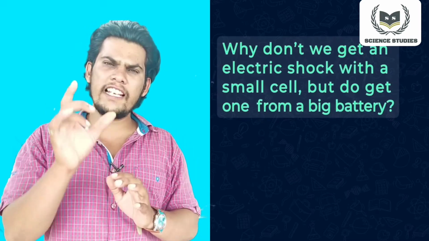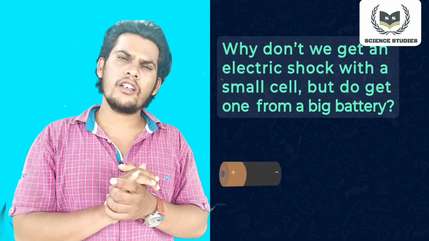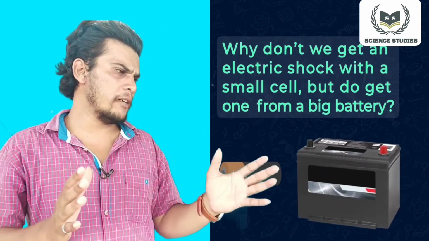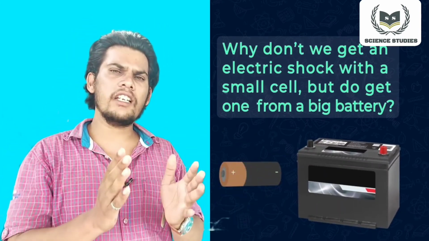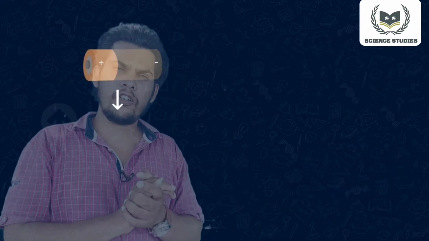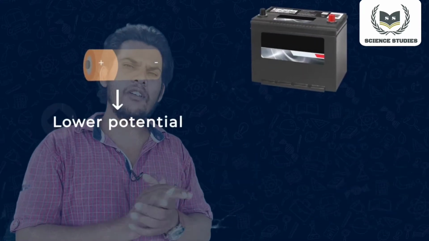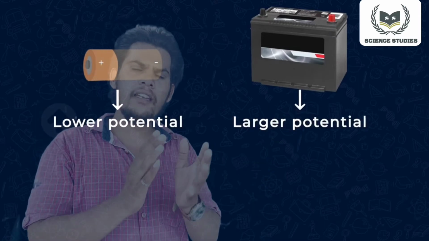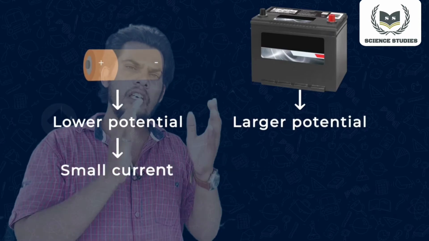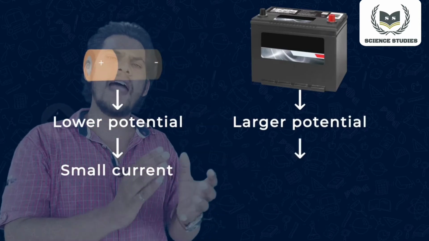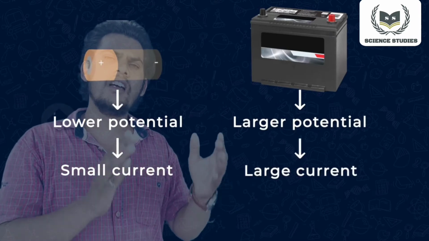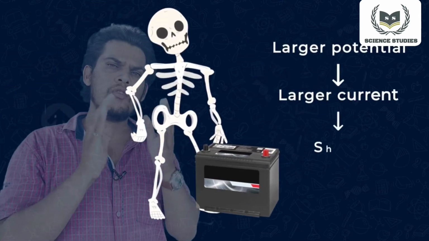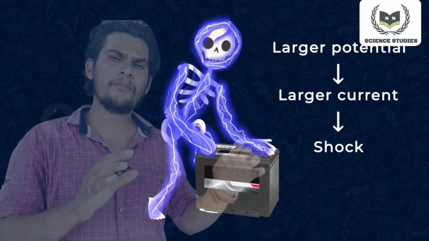Do you know why a small battery does not give a current shock, but a big battery like shown in the figure gives an electrical shock? Because a small battery has less potential difference, meaning less voltage, but a big battery has high potential difference. If the battery has more potential difference, there is a large current in it. That's why we get a current shock when we touch the poles of a big or huge battery. I hope you understand about Ohm's law.